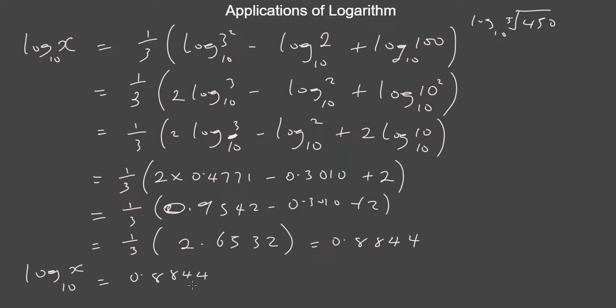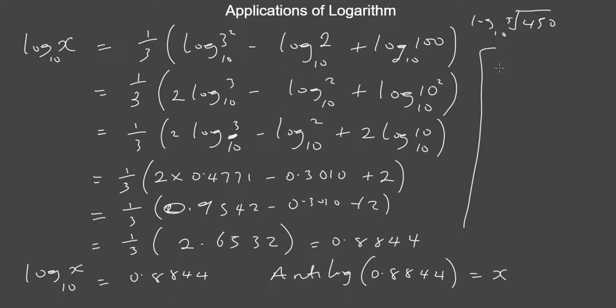So this is log x to base 10 equals 0.8844. So the next thing those mathematicians will do is to look for the anti-log. So they take the anti-log of 0.8844. If you take the anti-log of this, that will give you x. So the anti-log of this is more or less like looking for 10 raised to the power of 0.8844. So that's what the anti-log of 0.8844 is all about.